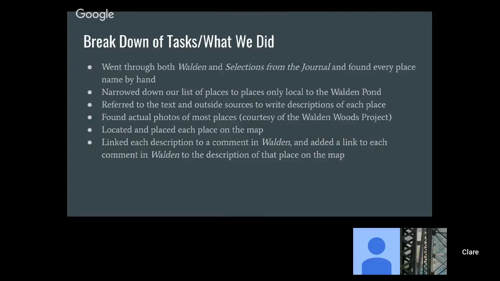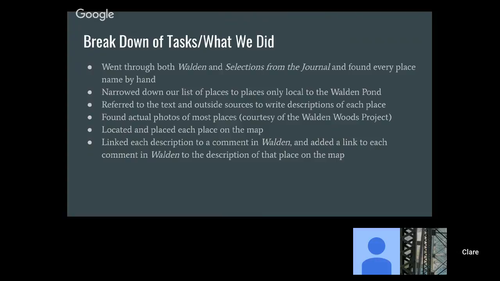Some of those places were not actual places that Google Maps recognized as places. For example, Walden Pond is something that Google Maps knows is there, but certain people's houses weren't there, and the Walden Woods are not really a place that Google Maps recognizes. So we had to work around that and refer to different sources and quotations in the text to find a general geographic place.